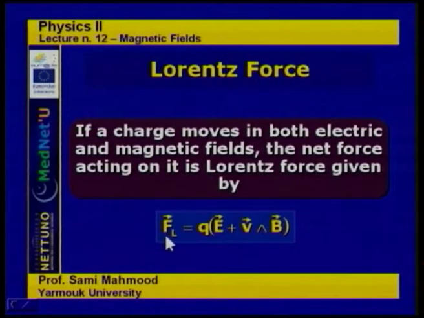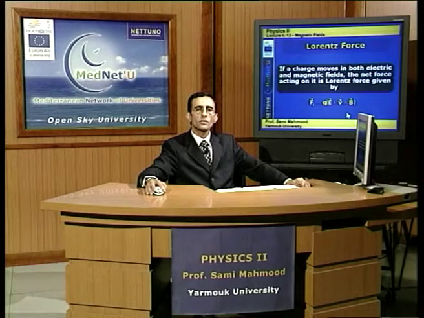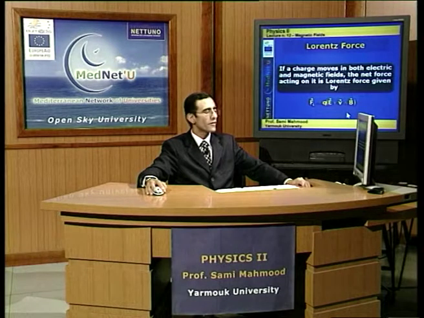And the Lorentz force, accordingly, is the combination of the electrostatic force, which is Q times the electric field, plus QV cross B, the magnetic force. The combination of these forces is called the Lorentz force. And we have to take care of the directions, of course, in adding these two terms.